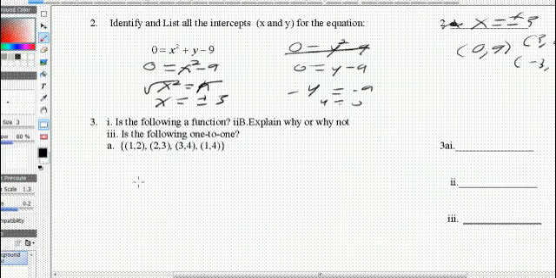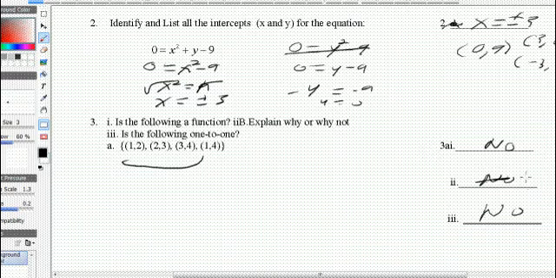Is the following a function? 1, 2, 3, 4. The x's repeat. So that's a no. Is it 1 to 1? No, because if it's not a function, it's not 1 to 1. This guy right here should be no. This guy right here, the x's repeat.